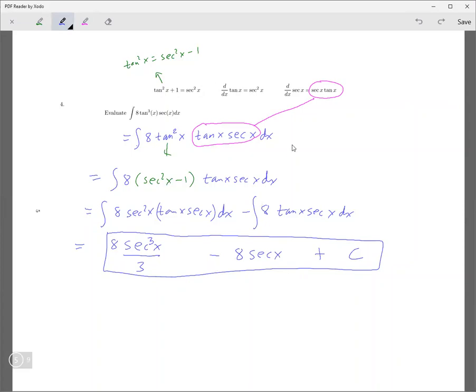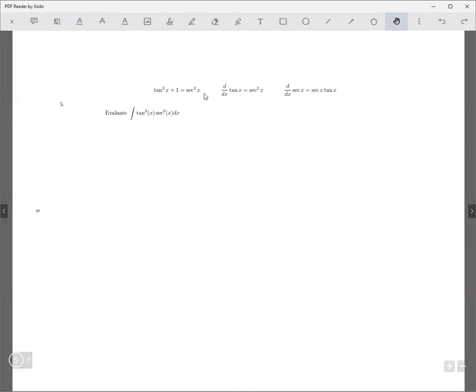Okay, let's move to number 5. Okay, so here we have tangent cubed times secant to the 6th. In this case, we have an even power on the secant. So we'll try to exploit this one. We'll need a secant squared on the end.